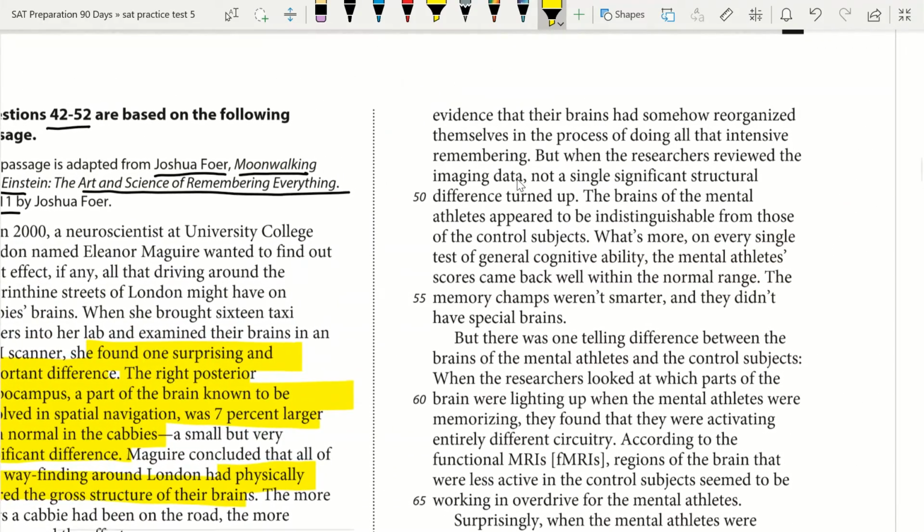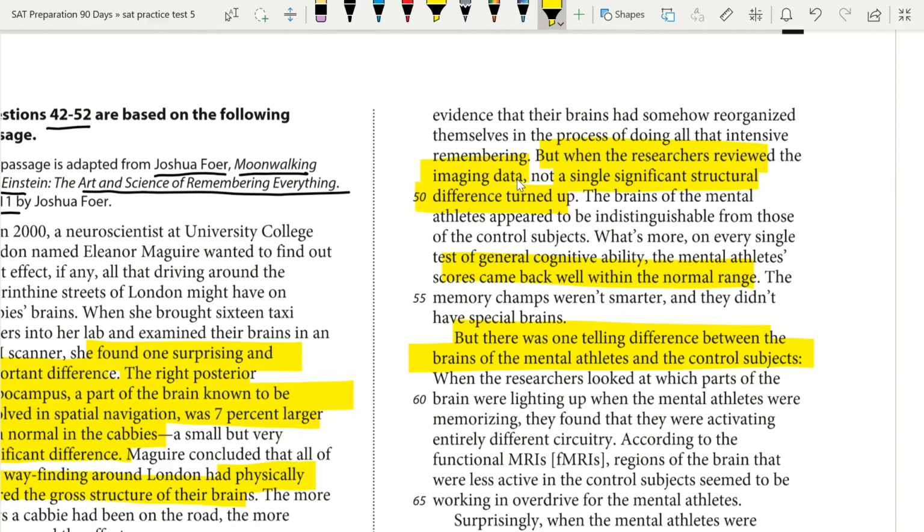Evidence that their brains had somehow reorganized themselves in the process of doing all that intensive remembering. But when the researchers reviewed the imaging data, not a single statistically significant structural difference turned up. The brains of the mental athletes appeared to be indistinguishable from those of the control subjects. What's more, on every single test of general cognitive ability, the mental athletes' scores came back well within the normal range. The memory champs weren't smarter and they didn't have special brains, but there was one telling difference between the brains of mental athletes and the control subjects.